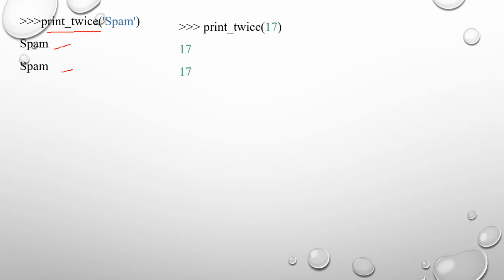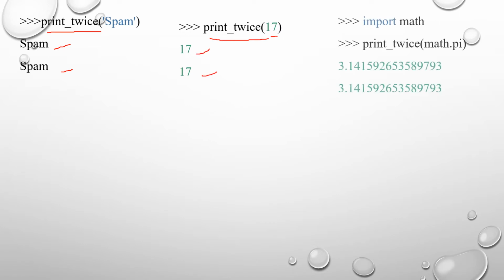Let's consider one more example. The function name is print_twice, and the argument is 17. The resulting output is 17 and 17. Let's consider one more example. Here we import the math module, then we call the function print_twice with the argument math.pi. math.pi is a constant value, 3.14. The interpreter is going to print 3.14 and 3.14, two times.